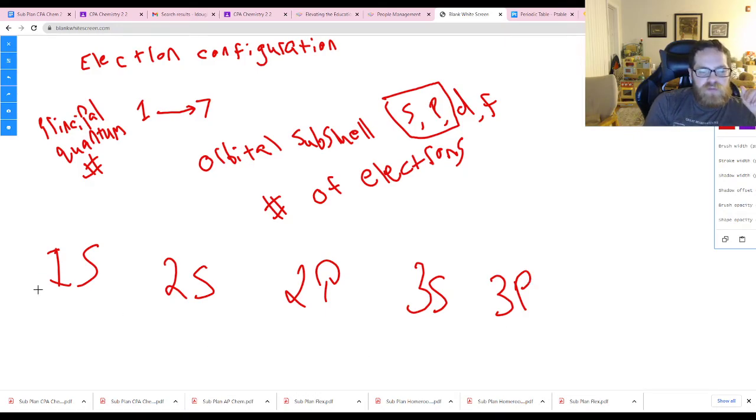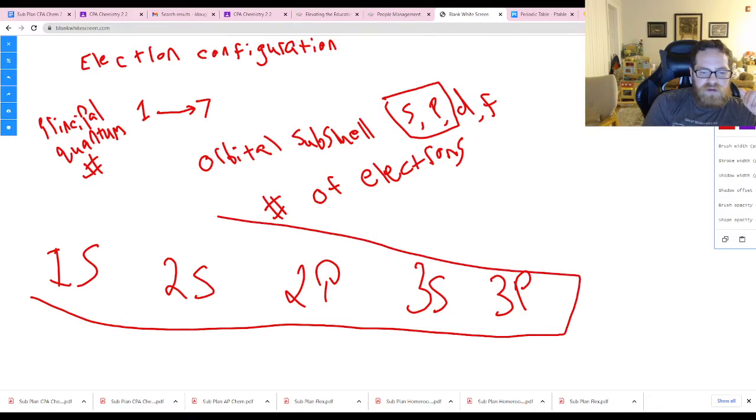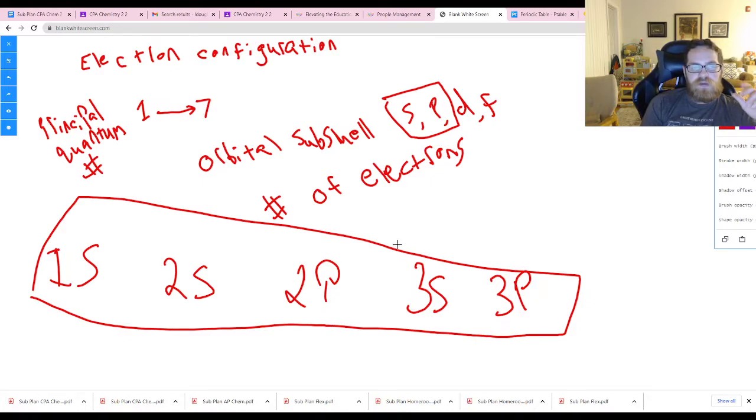This, for the most part, is going to encompass 90% of all of the electron configurations you'll do, if not more. You need to know the numbers of electrons that are going to be in them, though, and they go into these shells in this order: 1s, followed by 2s, followed by 2p, followed by 3s, followed by 3p.